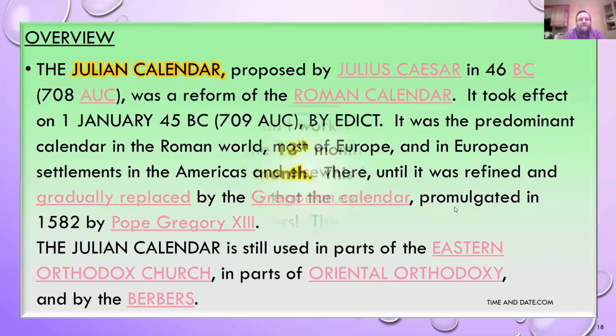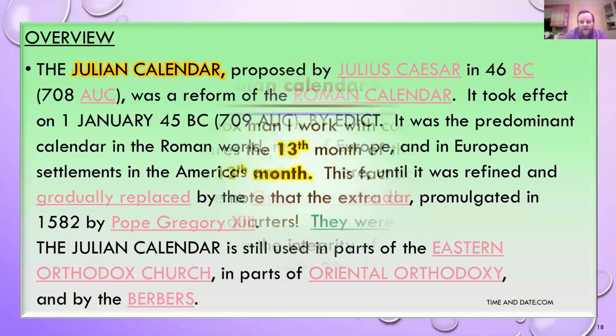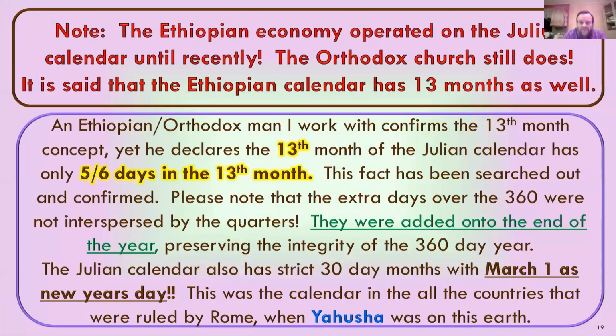Note, the Ethiopian economy operated on the Julian calendar until recently. The Orthodox Church still does. It is said that the Ethiopian calendar has 13 months as well. An Ethiopian Orthodox man I work with confirms the 13th month concept, yet he declares the 13th month of the Julian calendar has only 5 or 6 days in the 13th month. This fact has been searched out and confirmed.